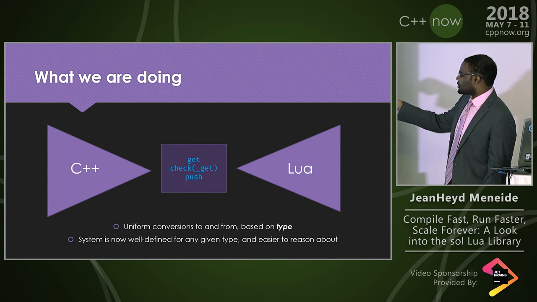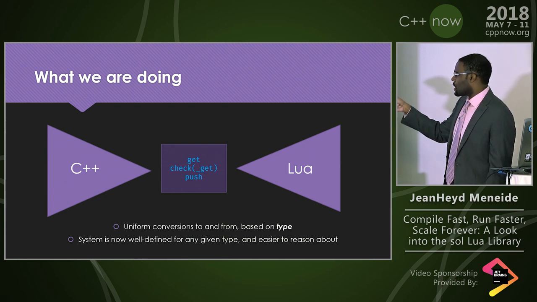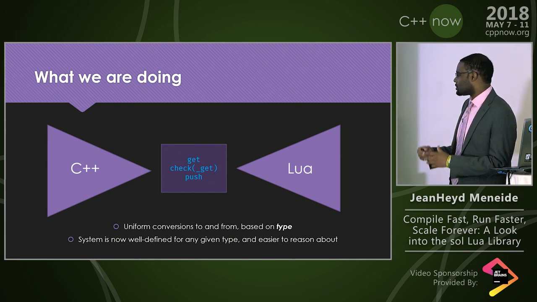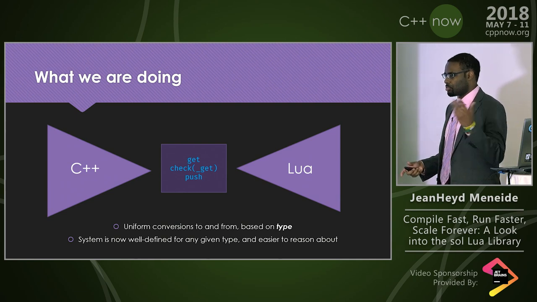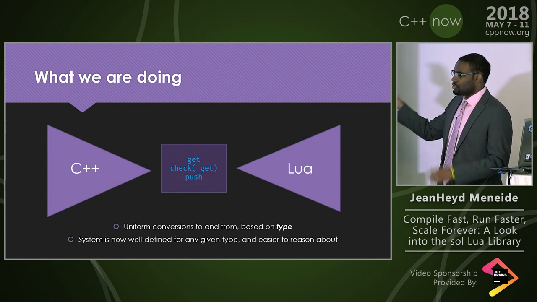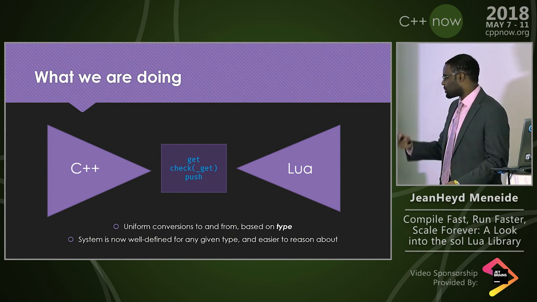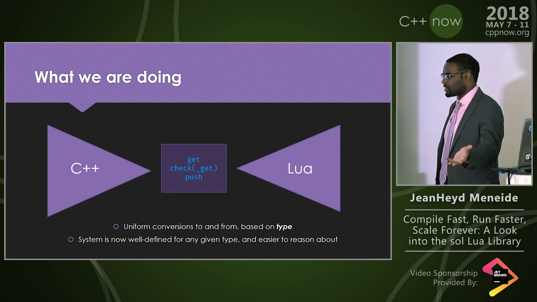So this is essentially what we're doing, right? There's all this land in C++, and there's all this land in Lua, but we're pinching it down. Everything goes through this box. Everything has to go through a get or check get or push or use Lua call. So it's very uniform and based on type, so it's very easy to reason about. If you're returning some type from a function, you know that you're going to call get, where it will hit the specializations. So it's easy to reason about the behavior this thing will have when I return it from my C++ function into Lua, and the behavior it will have when I stuff it into Lua from a C++ function.